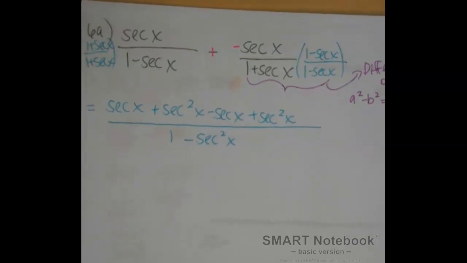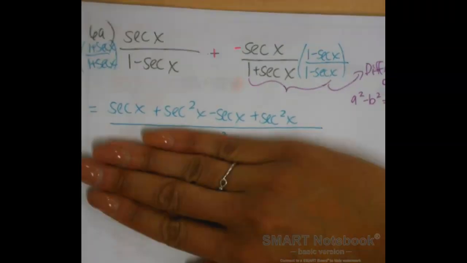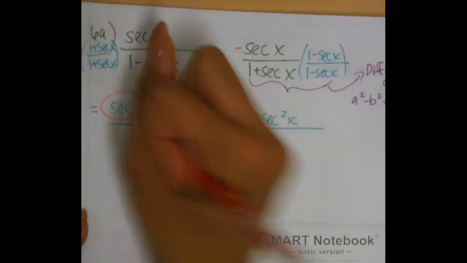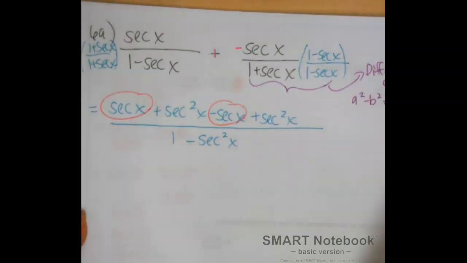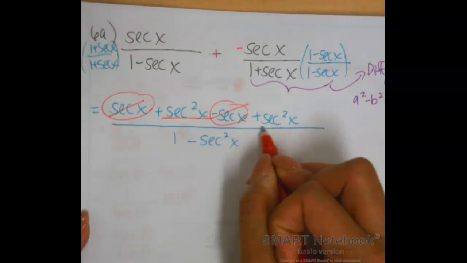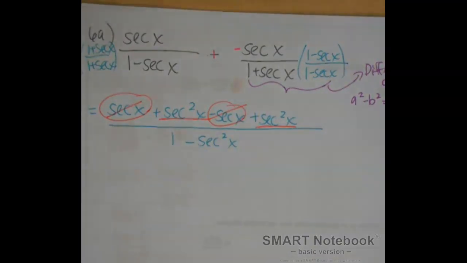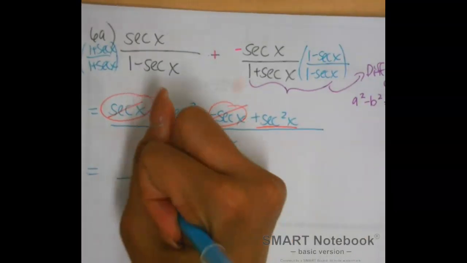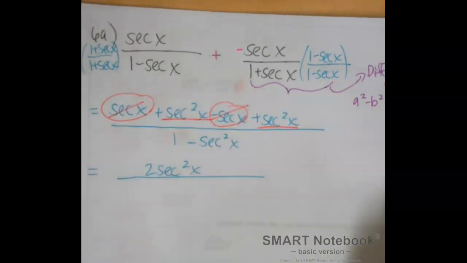Okay, look in your numerator. I'm not going to worry about the denominator for now. Is there anything I can combine or cancel? Because I'm ready to get rid of some stuff. This secant here and this secant here. One's positive, one's negative, so these are gone. What about the secant squareds? I can't cancel those. What do I have to do with them? Combine. So what would it combine to? 2 secant squared x. Awesome job.